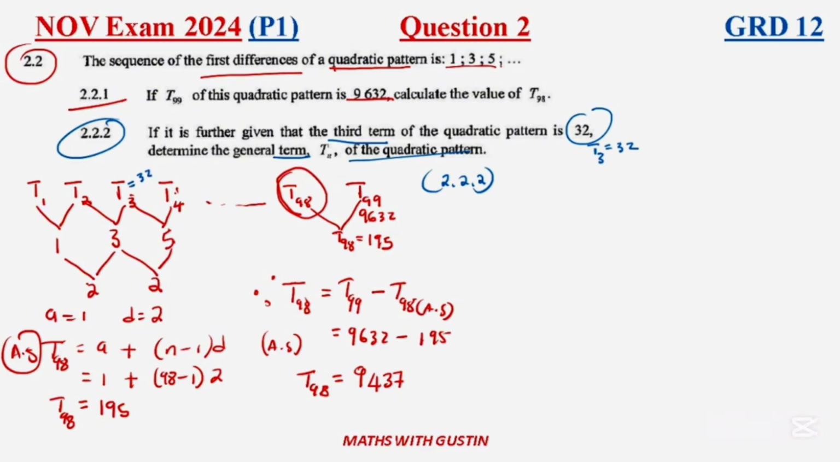Okay, if they have given us 32, let me see. If they say the third term is 32, T1, T2, T3. This minus that will give us 1. This, okay, I'm doing this wrong. Let me just figure it out here, guys. I'm just going to check something.